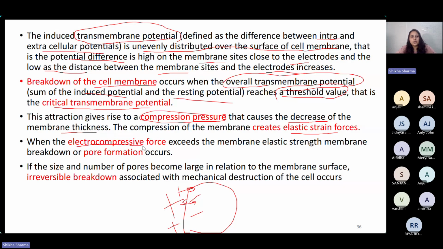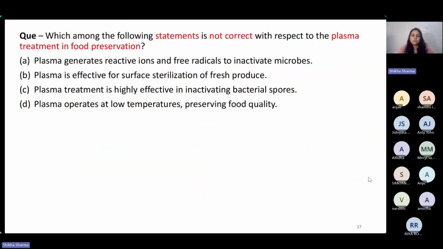When the electro-compressive forces exceed the membrane elastic strength, membrane breakdown or pore formation will occur. So if the size and the number of the pores become large in relation to the membrane surface, there will be an irreversible breakdown beyond a certain level, and the associated mechanical destruction of the cell occurs.